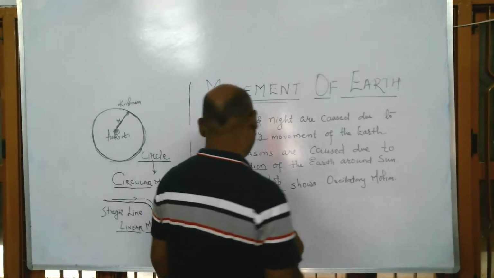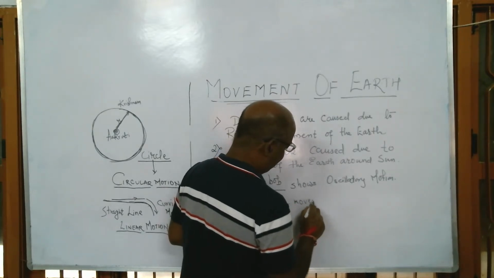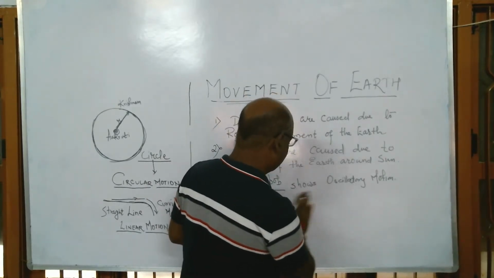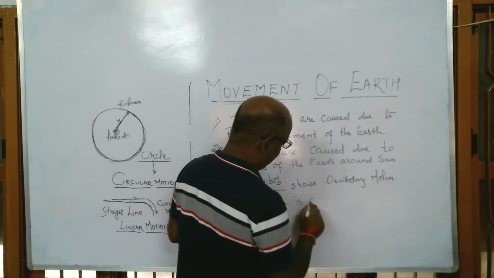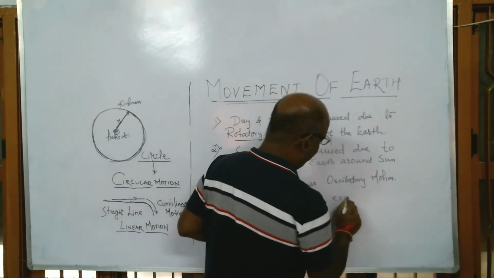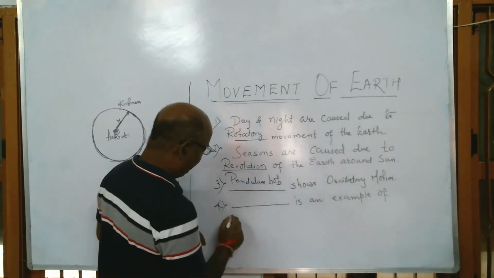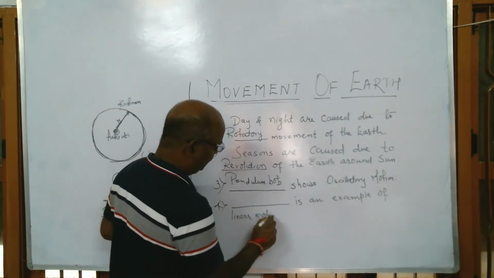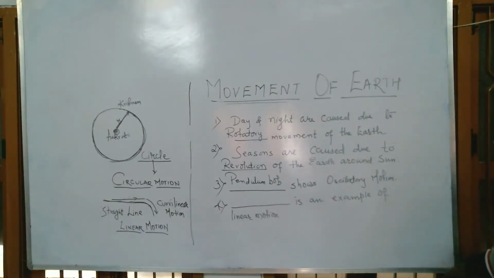Then the fourth one. Dash movement or dash is an example of rectilinear motion, linear motion. Any one example? Dash is an example of rectilinear motion. Any one example you can give me? Rectilinear motion.